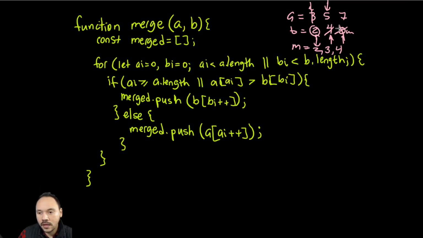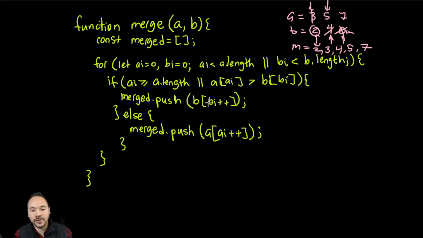So is 5 bigger than undefined? When you have undefined, it's not bigger or smaller, so that will always be false when you compare. So it will go to A, and it's going to add 5 here. And the same will happen with the 7. It's going to add these two numbers. And then there we have it. We have the numbers 2, 3, 4, 5, 7, sorted.